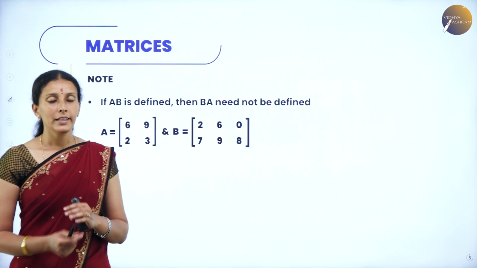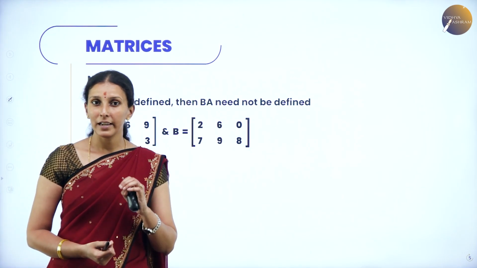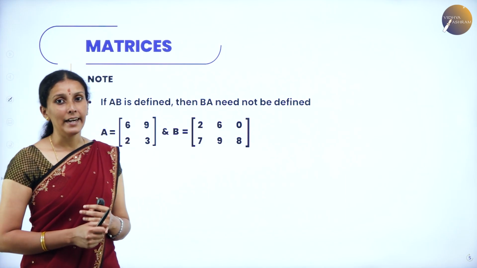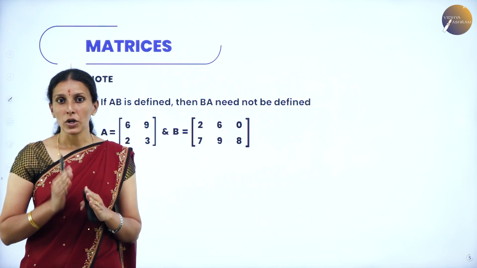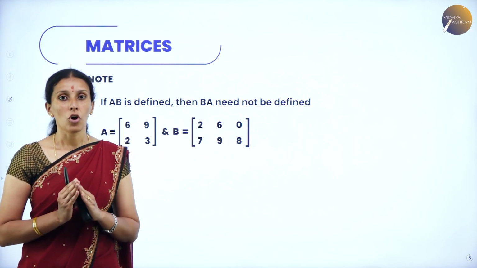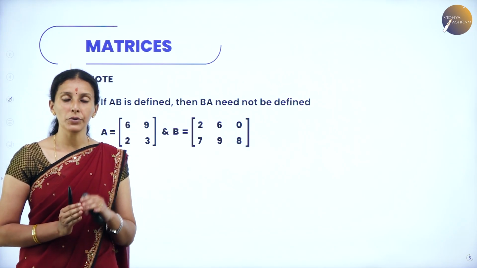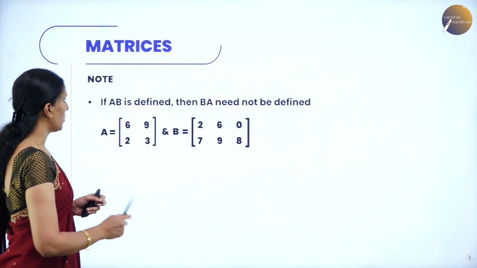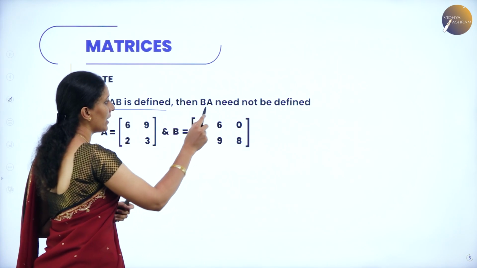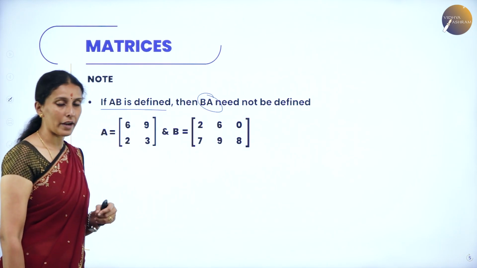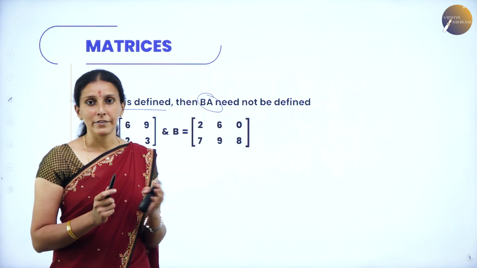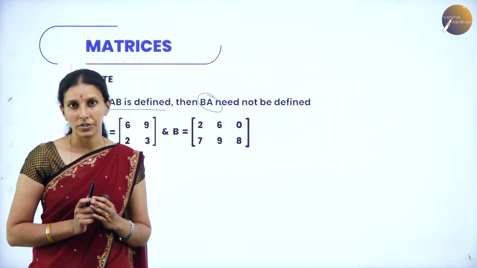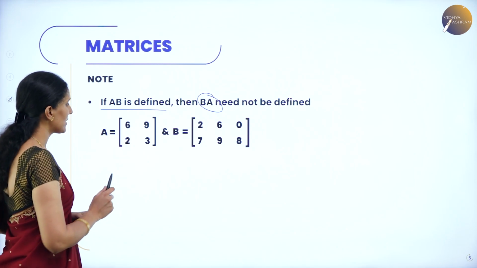So now, in the multiplication of matrices, there are certain terms and conditions which you have to note here. I already said the product AB is defined only when the number of columns in the first matrix is equal to the number of rows in the second matrix. So here is the first point to be noted. If AB is defined, then BA need not be defined. So whenever AB is defined for a given matrix, it doesn't mean that BA also has to be defined. Let us take an example here.